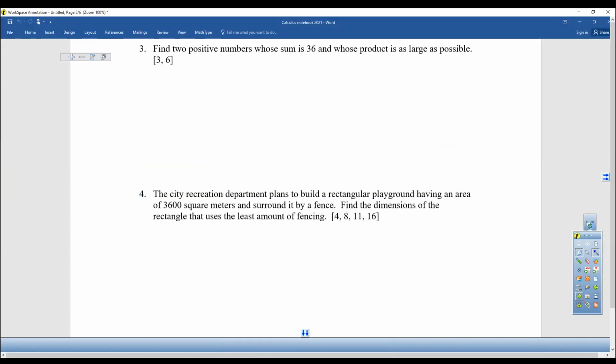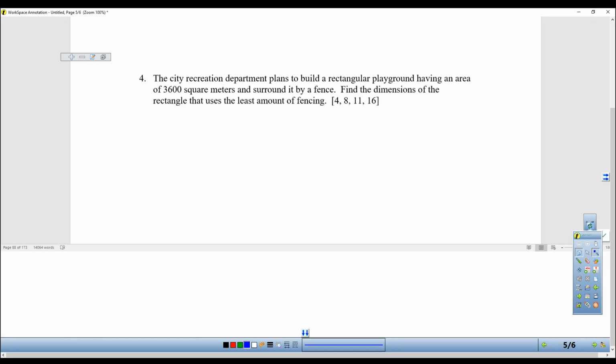All right, let's do another one. Number 4. A city recreation department plans to build a rectangular playground. So x times y. Having an area of 3,600 square meters. And they're going to surround it by a fence. Find the dimensions of the rectangle that uses the least amount of fencing.